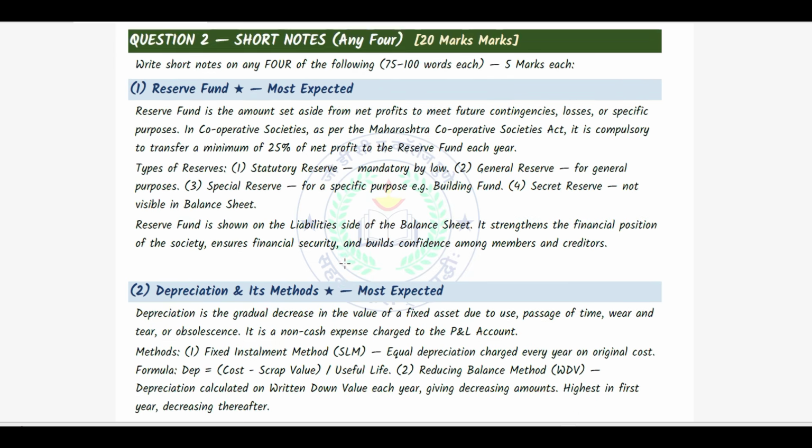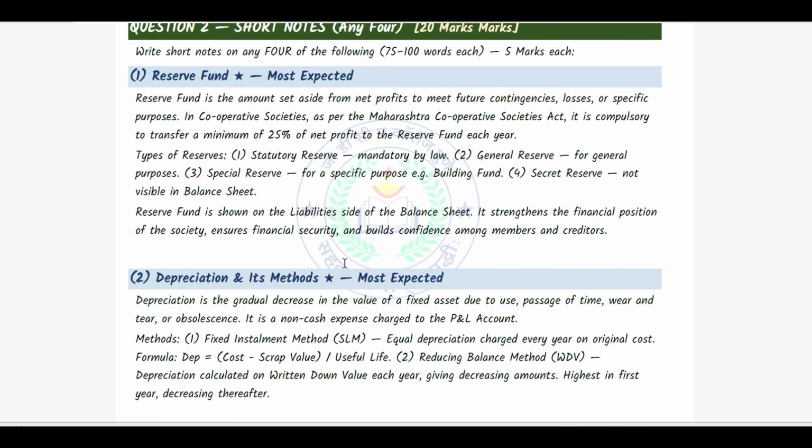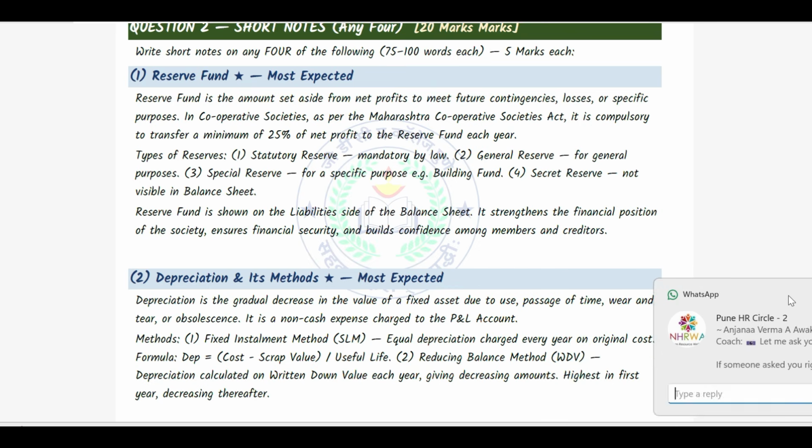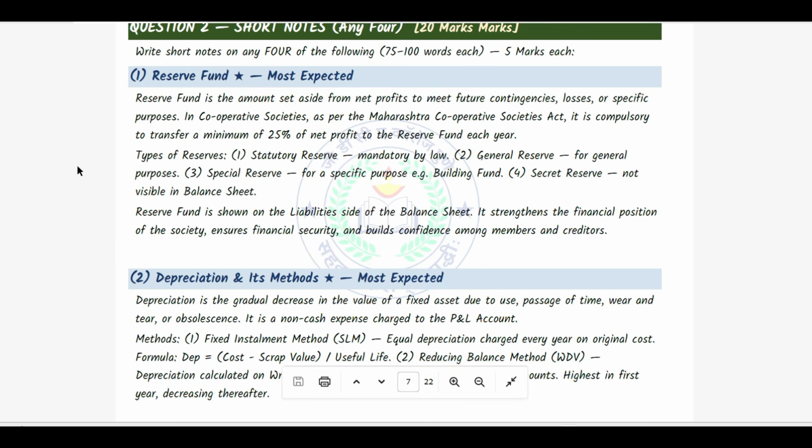Next, second question will be depreciation and its methods. So this question will be coming actually. Depreciation and its methods, most expected question. Depreciation is a gradual decrease in the value of a fixed asset due to use or passage of time, wear and tear, or obsolescence. It is a non-cash expense charged to the profit and loss account.